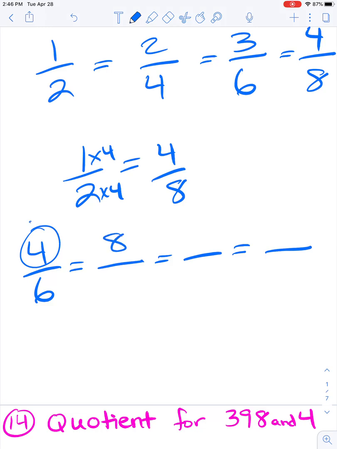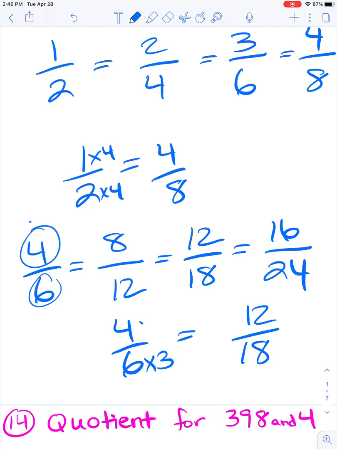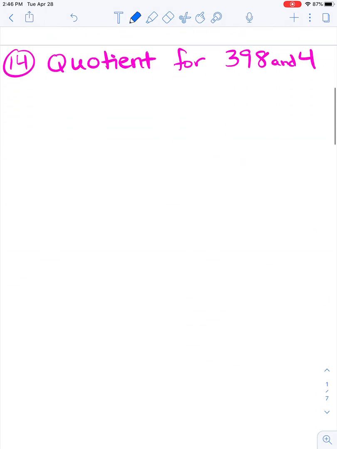Let's count by 4s. 4, and you've got to remember that this one counts. So 4, 8, 12, 16. Let's do 6s. 6, 12, 18, 24. Okay, let's check our work. 4/6, let's do 12/18. Count by 6s to 18: 6, 12, 18, it's times 3. Whatever I do to the bottom, I do to the top. Count by 4s: 4, 8, 12. It is right. Hope you got that right.